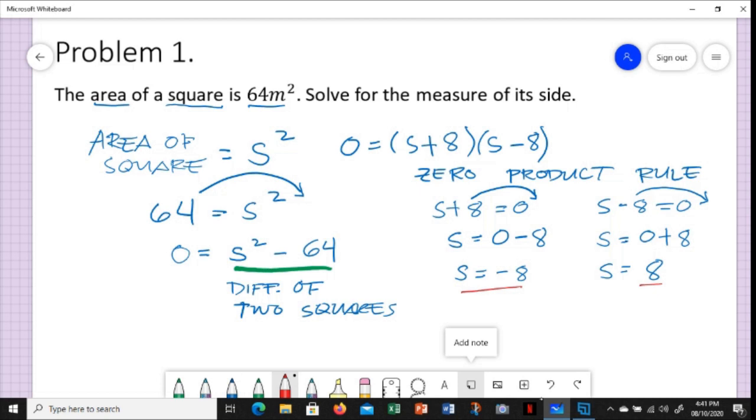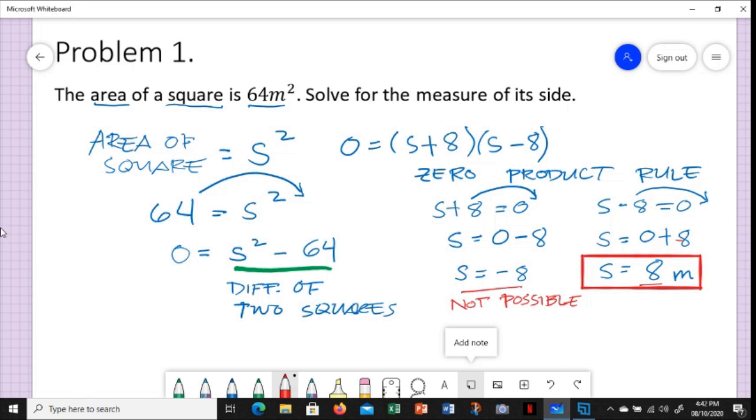Now, our side is negative, we cannot accept this as our side because that is not possible. So therefore, the value of the side of the square is 8 meters. So that is our answer.